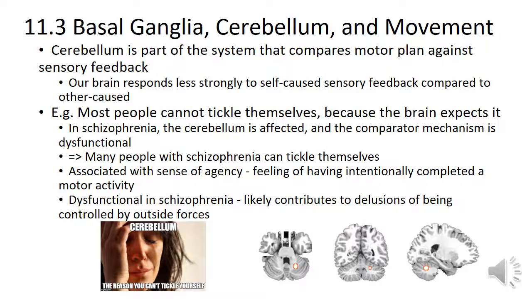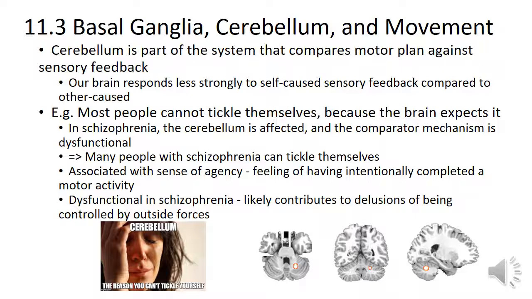Going along with what I was just saying, our brain responds less strongly to the sensory feedback of things that we caused as opposed to the sensory feedback of things that other people caused. An example of this is that most people cannot tickle themselves because the tickle sensation comes from surprise, and we can't surprise ourselves with tickling because the brain expects it. We created the motor plan to tickle, and so our brain already expects it, and we don't get that surprise sensation.